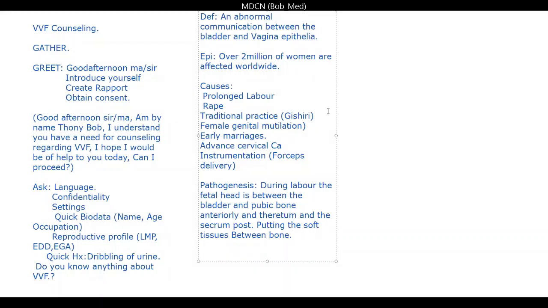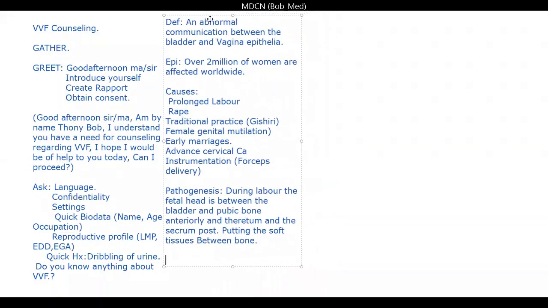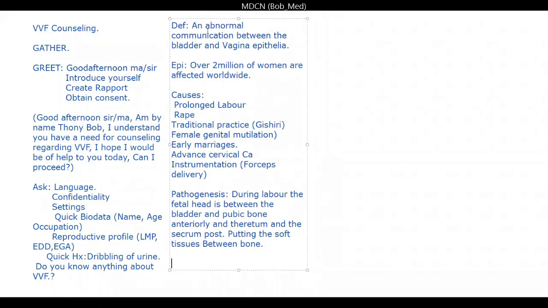The major thing, the next thing you want to discuss about is the clinical presentation. This is a very important aspect. So you want to talk about the clinical presentation. So somebody who has obstructed labor, how would they be presented? What are the clinical presentations?